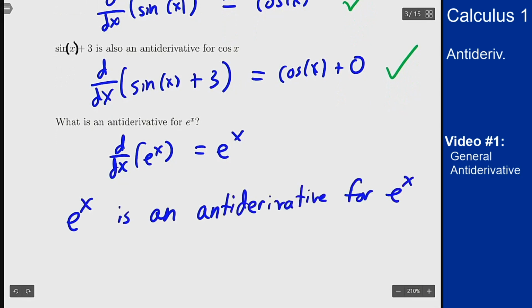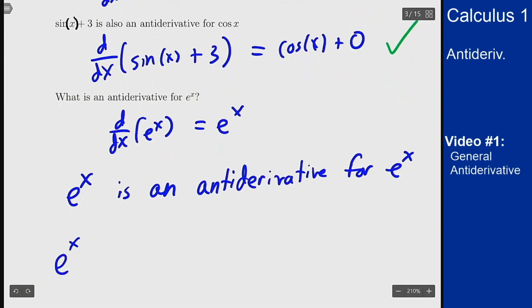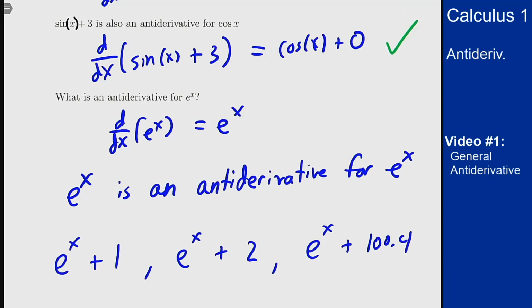But what else is? Well, so is e to the x plus 1. So is e to the x plus 2. So is e to the x plus 100.4. Really, e to the x plus any constant I want is still an antiderivative here. Why? Because if I differentiate a constant, it goes away and doesn't show up in the actual derivative, which is what I'm looking for here for this kind of problem.